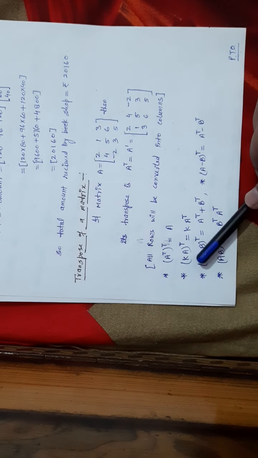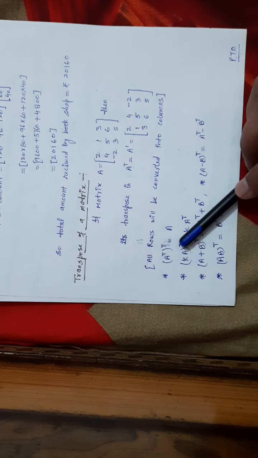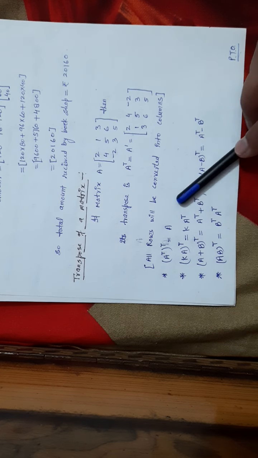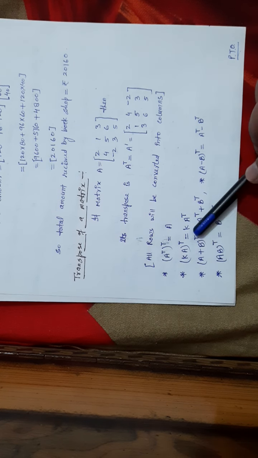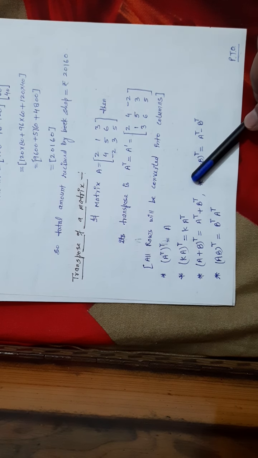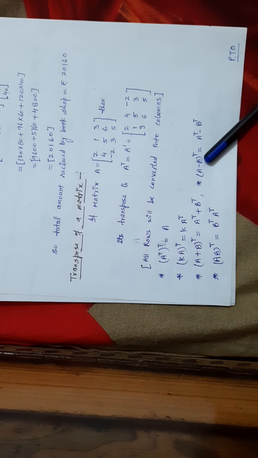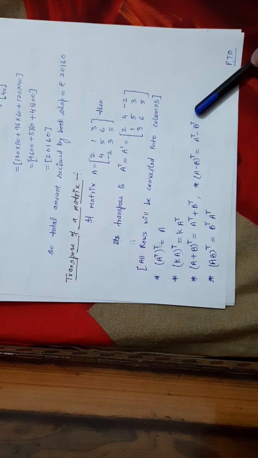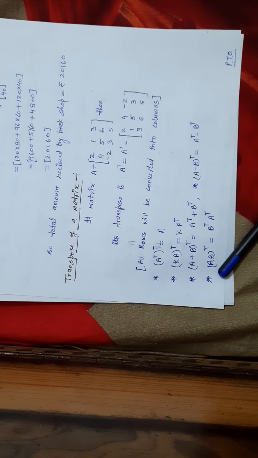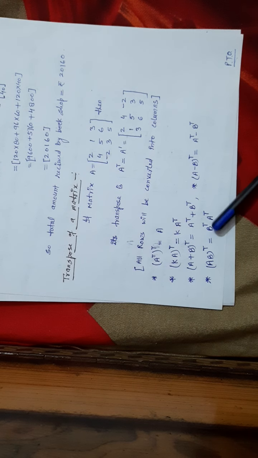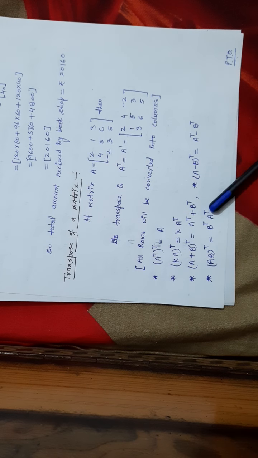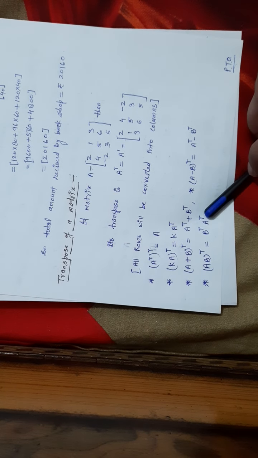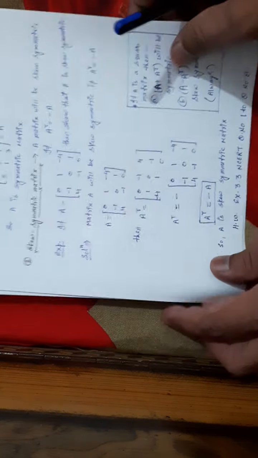Is it clear? Second formula, kA whole transpose will be k into A transpose, and A plus B whole transpose will be equal to A transpose plus B transpose. Same formula for the negative sign, A minus B whole transpose equals A transpose minus B transpose, and the next formula, AB whole transpose equals B transpose A transpose. It means AB whole dash equals B dash A dash. This is the formula for transpose of a matrix.